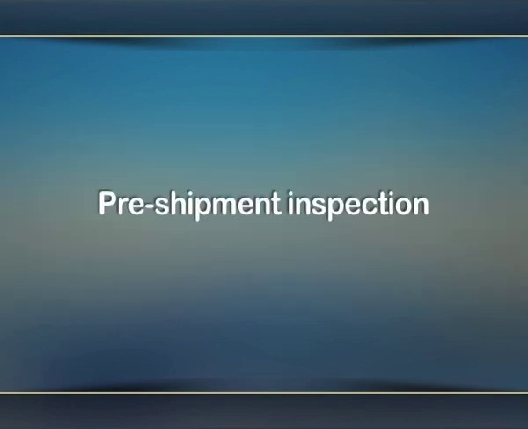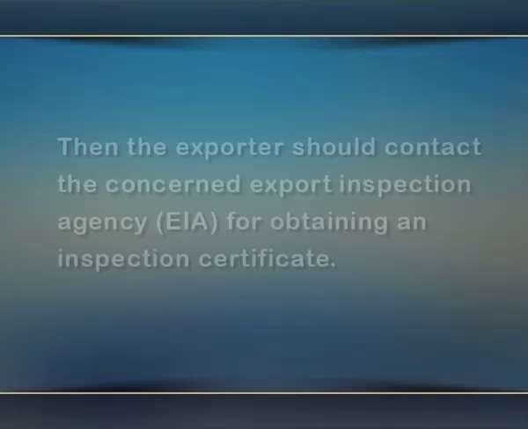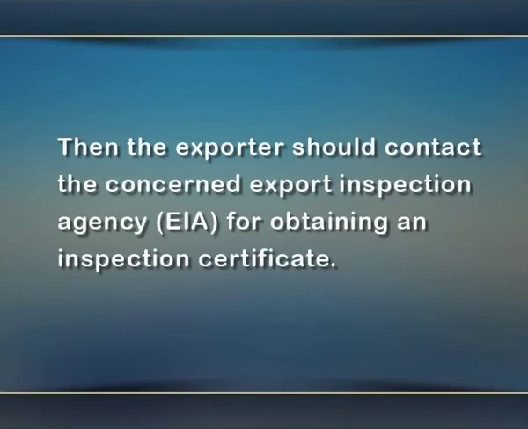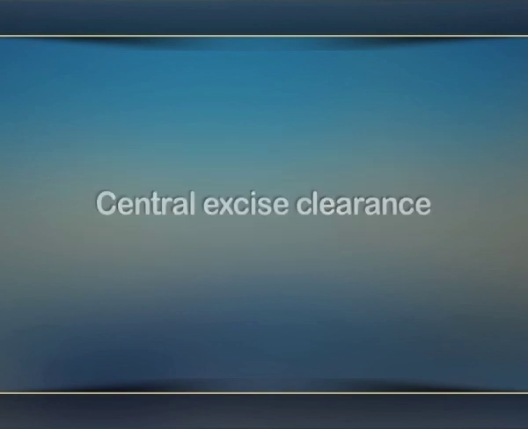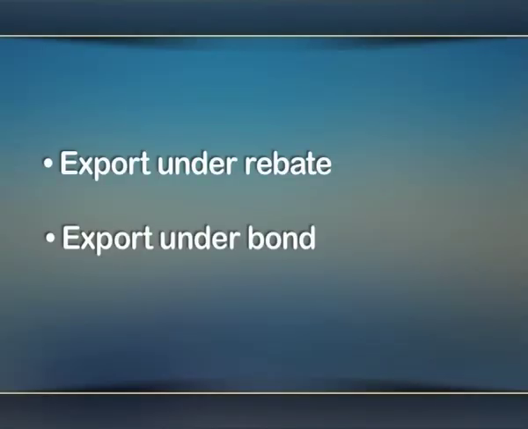Pre-shipment inspection. If the goods to be exported are subject to compulsory quality control and pre-shipment inspection, then the exporter should contact the concerned export inspection agency, that is EIA, for obtaining an inspection certificate. Central excise clearance. Exportable goods are completely exempted from the central excise duty. Such exemption can be sought in one of the following ways: export under rebate, export under bond.